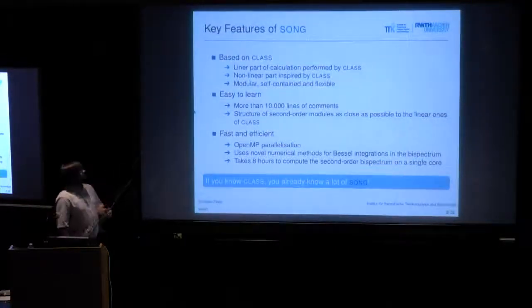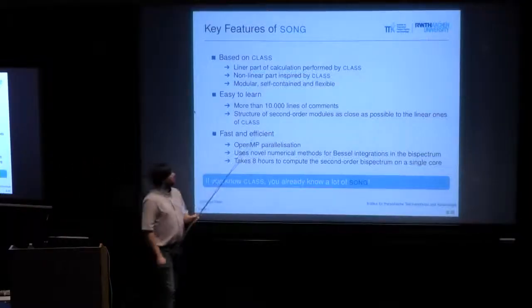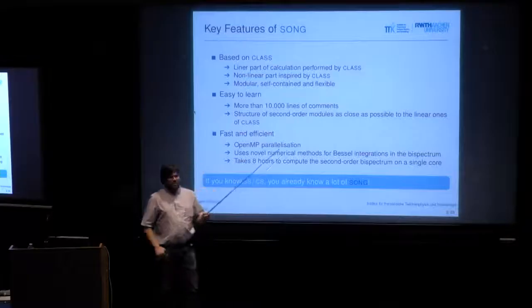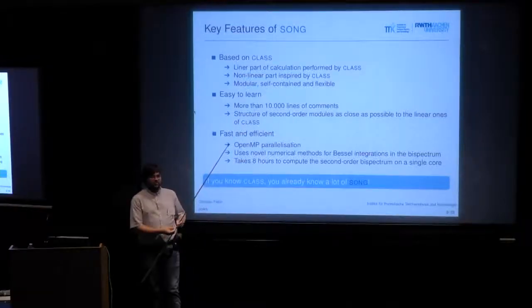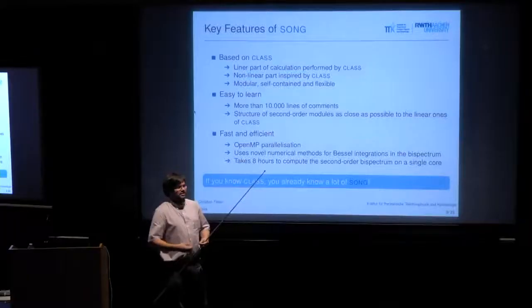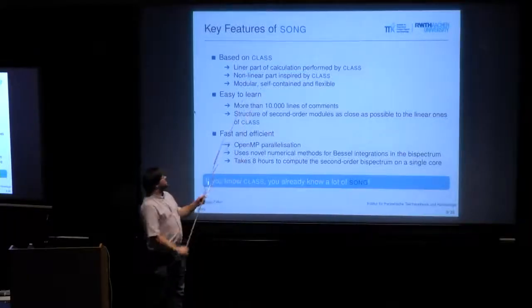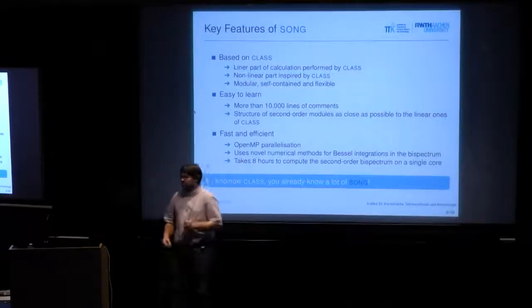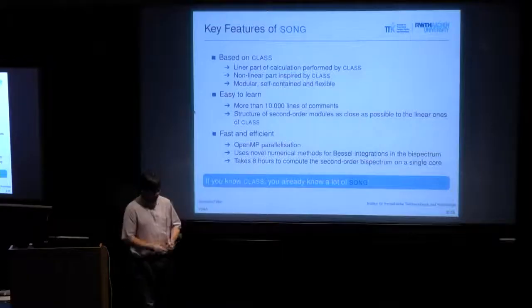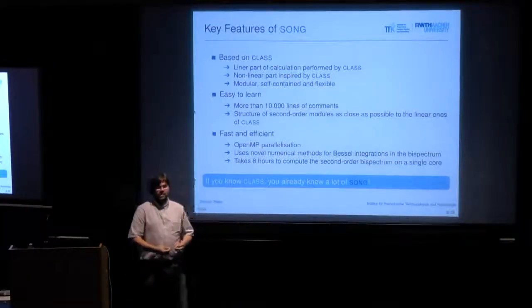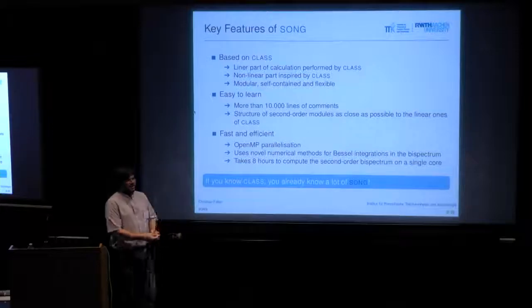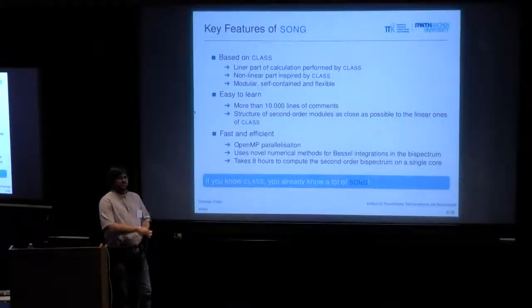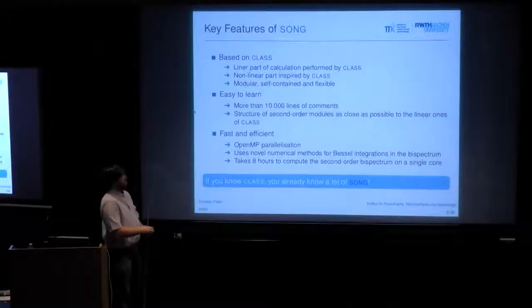So let me talk a bit about the most important features of the SONG code. SONG is based on the CLASS code, which I already mentioned. All the linear calculation and also the calculation of the background perturbations are just done by CLASS itself. And then we have built a second order part, and we have not just built a second order code around the CLASS code. We have built a code in such a way that we have asked ourselves the question: if CLASS would have a second order part, how would it look like? So we have developed a second order part using the same coding spirit, the same naming conventions that are also used in CLASS, and the same structure of the code.